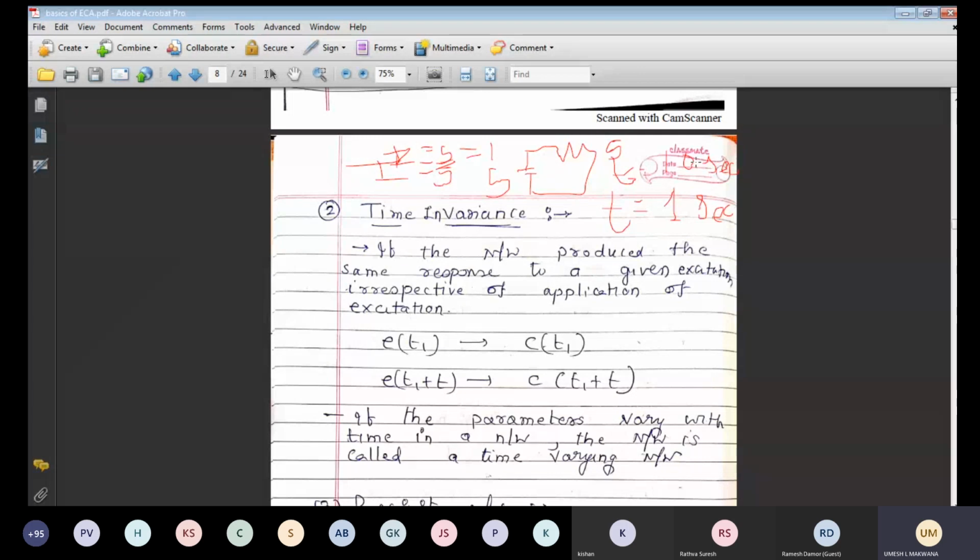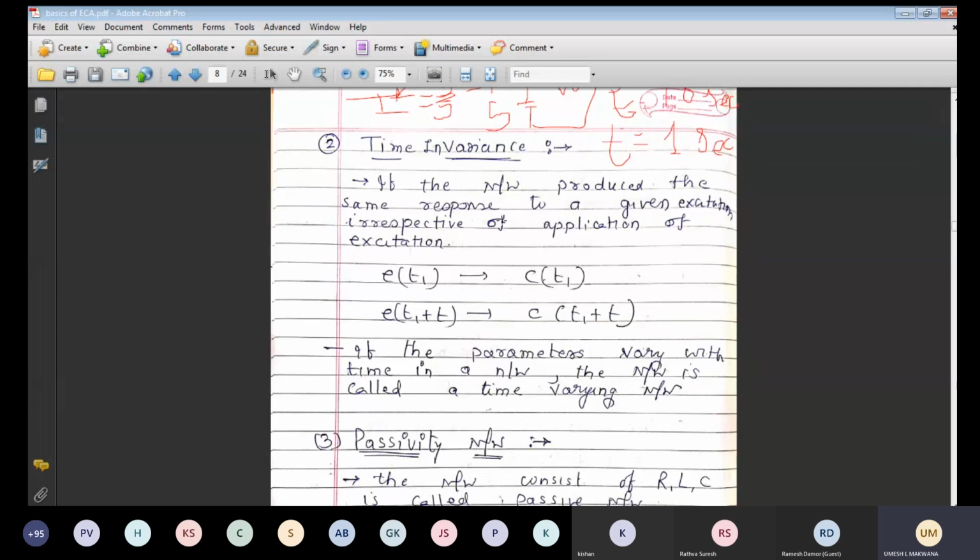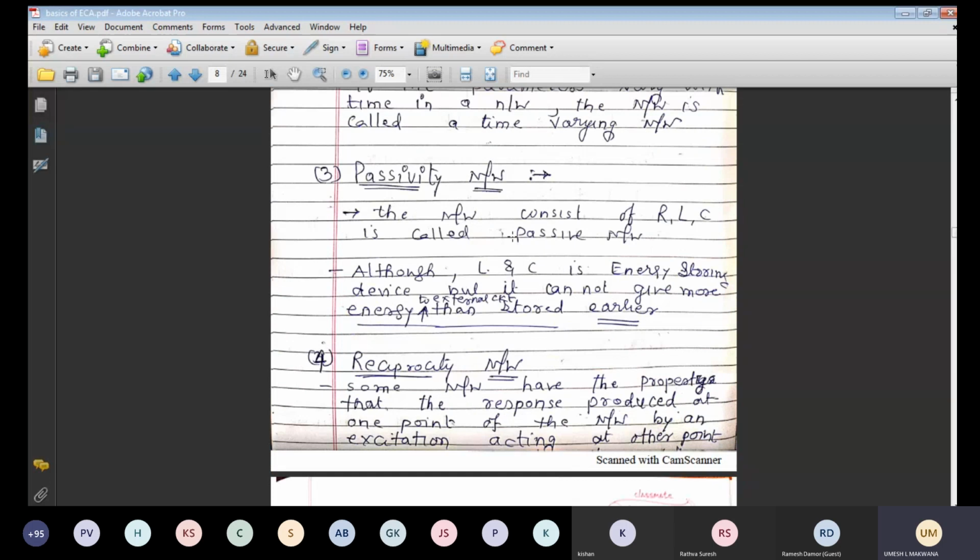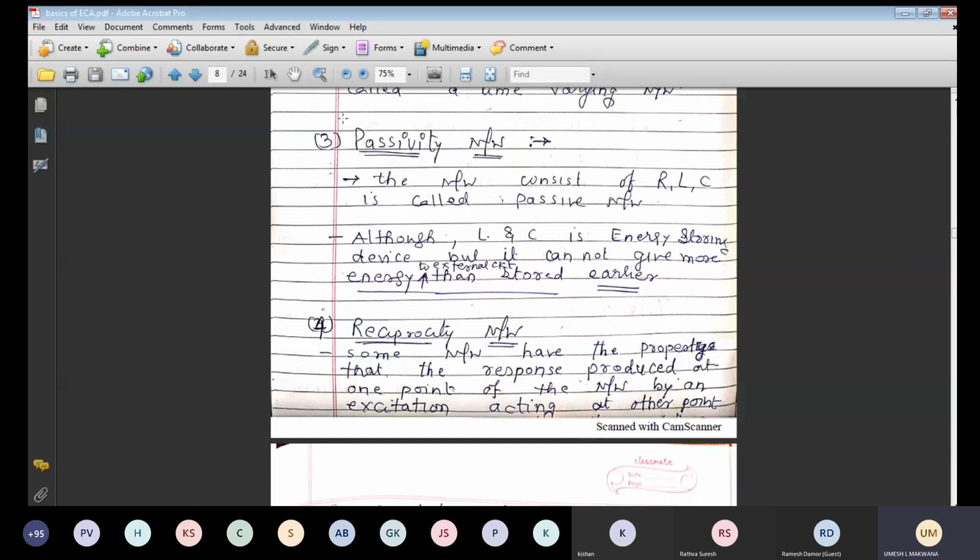It means that it doesn't depend upon time. That means this resistance doesn't change with respect to time. So if such a circuit is there, you can say it is a time invariant circuit. If it varies with time, we can say that is a time variant circuit. Now another classification is the passive circuit or active circuit.